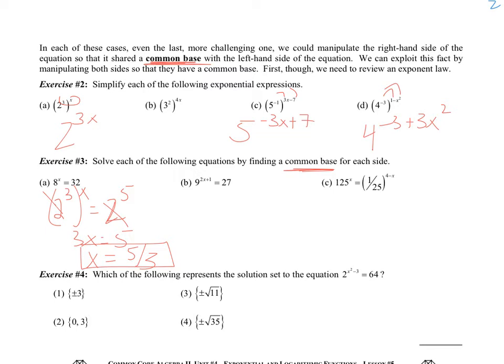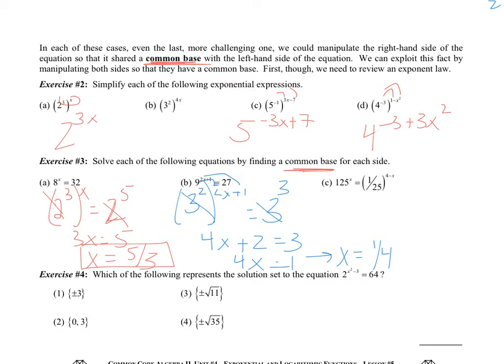Once again, looking at B, I can see that probably it's going to be best to simplify using a base of 3. So we can rewrite 9 as 3 squared, and then the 2x plus 1 is on the outside of that. And we can rewrite 27 as 3 cubed. Now, dropping our bases and then making sure we're distributing that 2, we're going to get 4x plus 2 is equal to 3. Subtract 2 from both sides, 4x is equal to 1. Divide both sides by 4, and x is equal to 1/4.